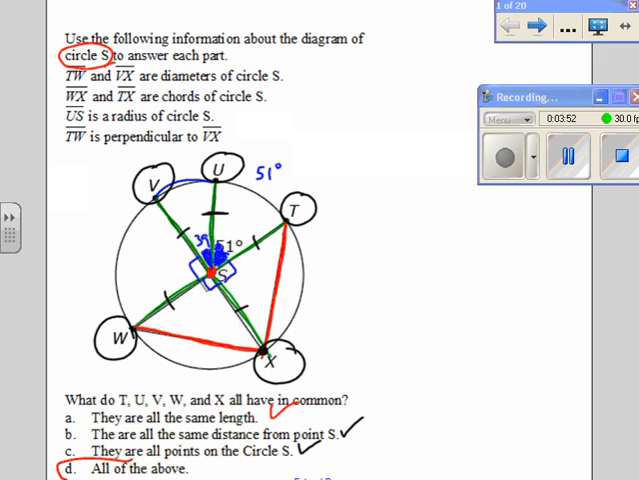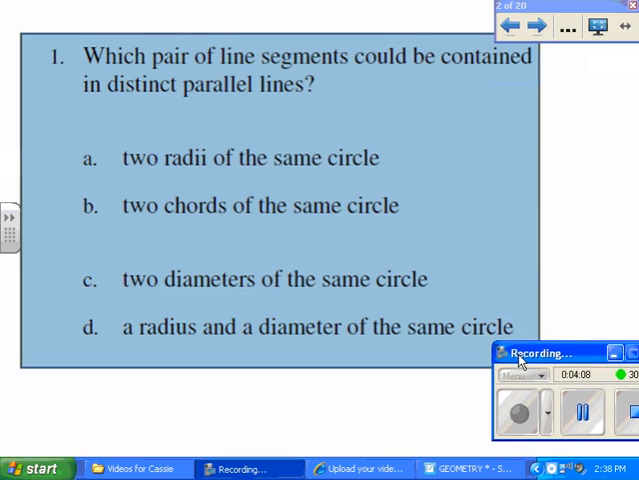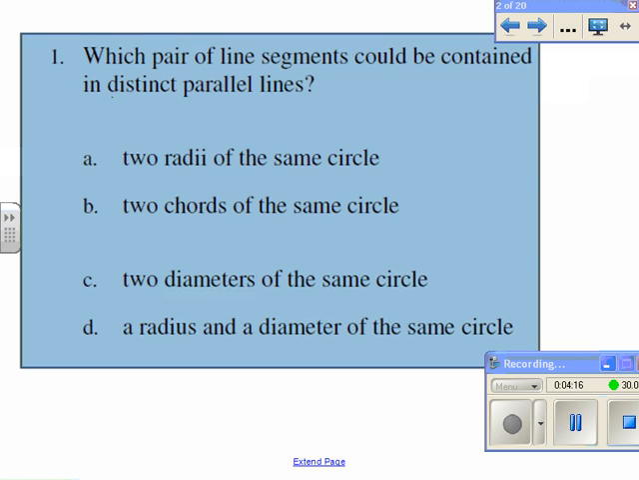All right, so relative to circles, let's move to your redemption problem. And let's look at this one. It says, which segments could be contained in distinct parallel lines? 2 radii, 2 chords, 2 diameters, a radius, and a diameter. Big thing that you need to know here, distinct means not the same, different.